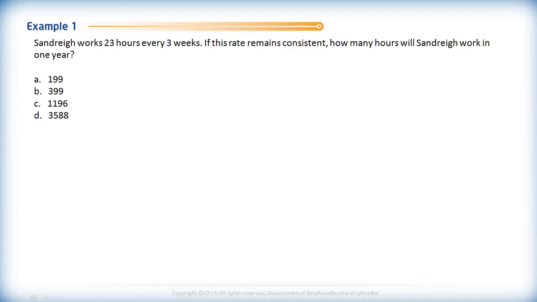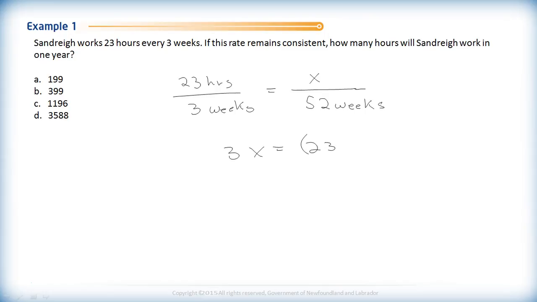Sandra works for 23 hours every 3 weeks. Okay, Sandra, we've got 23 hours. How many hours will Sandra work in 1 year? So 23 hours per 3 weeks is going to be how many hours in 1 year? Well, I think 1 year is 52 weeks, more or less. So I guess we'll cross multiply here and we'll get 3x equals 23 by 52.